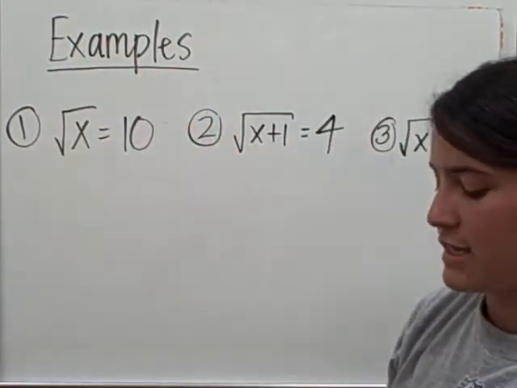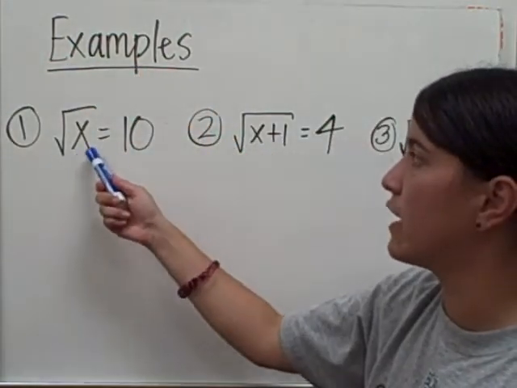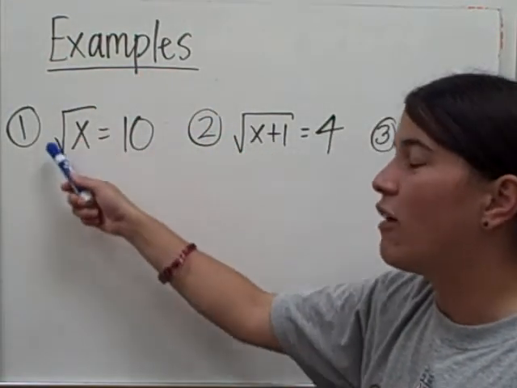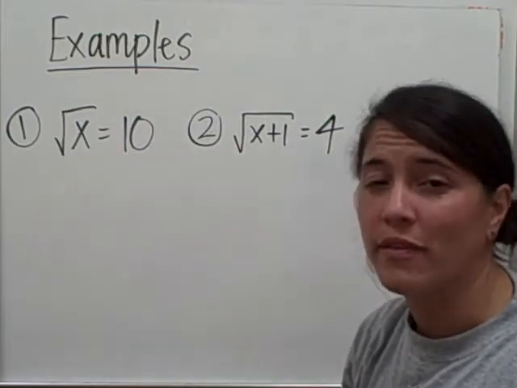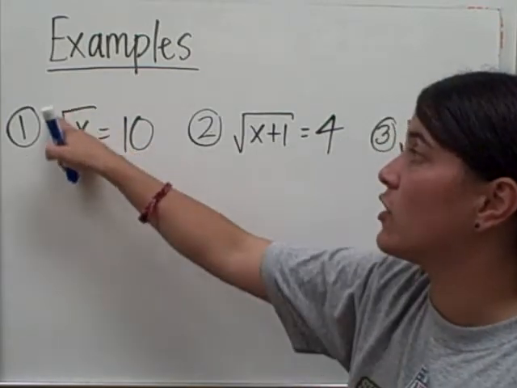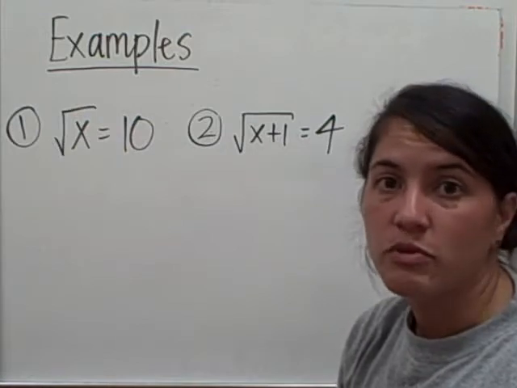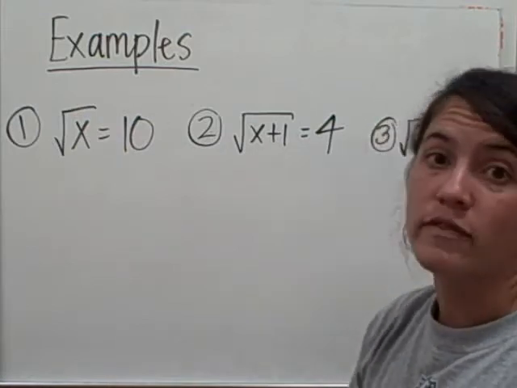Alright, so here are some examples. Example 1, the square root of x equals 10. Well, we don't have x by itself. We have the square root of x. So what is the inverse of the square root? How do we undo a square root? Then we have to square it.